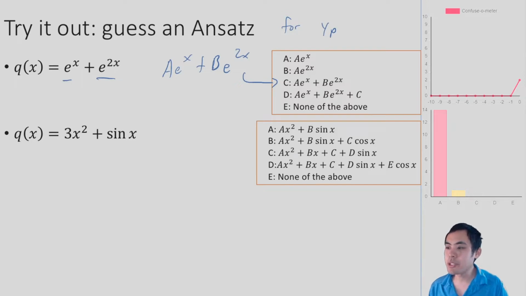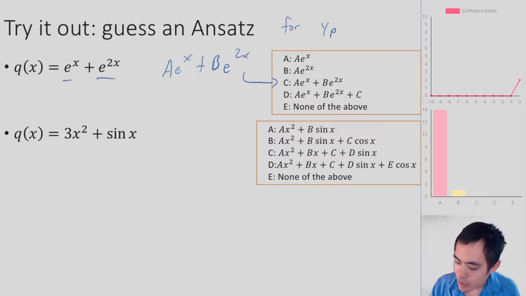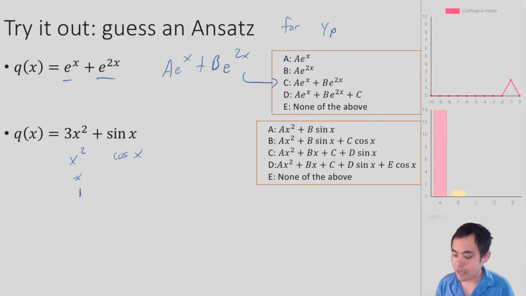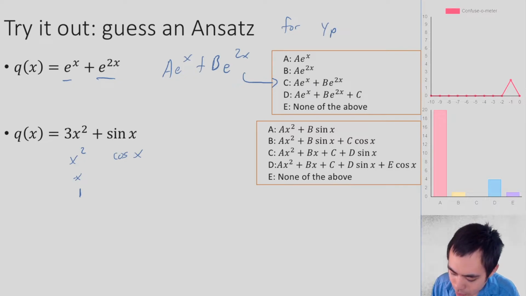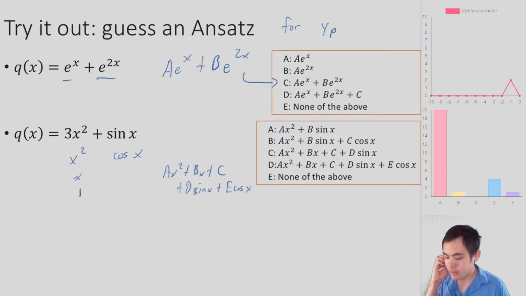So now, the problem is you have to be a little bit more careful, though. Because if you have 3x squared, what's the derivative of x squared? The derivative of x squared is 2x. So you have a piece with just x. And if you take the derivative again, you have a piece that's just 1. And when you take cosine x, you also have a piece that's cosine x. Because of that, you have ax squared plus bx plus c plus d times sine x plus e times cosine x. And so the answer here is actually D.